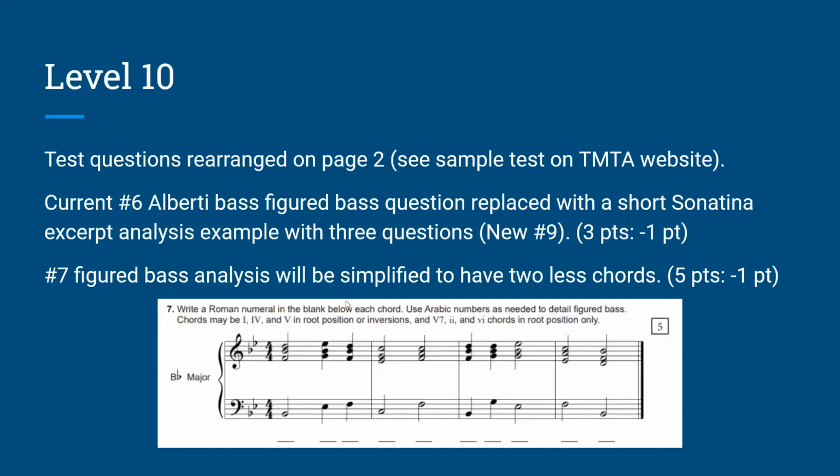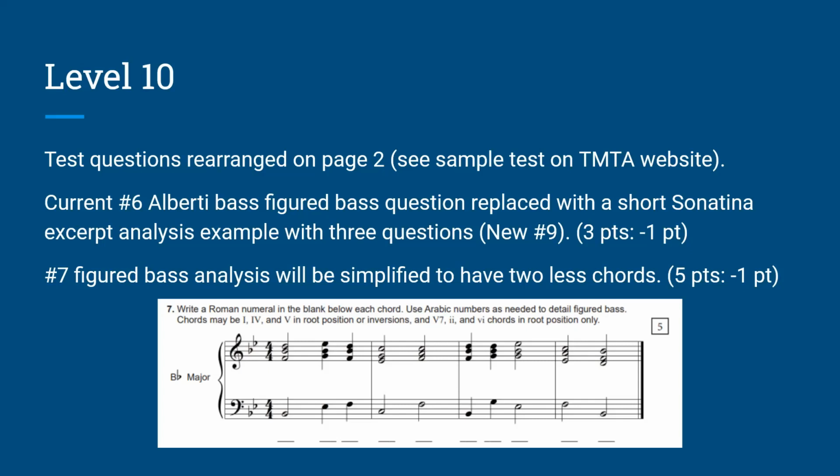On level 10, the test questions have been rearranged on page 2, and you can see the sample test on the TMTA website for this one as well. The current number 6 Alberti-based figure-based question has been replaced with a short sonatina excerpt analysis example with 3 questions. We had 2 questions requiring the figure-based analysis, and it was too much. And like I said, I also wanted to have an analysis question on every single level. And so that's where we have inserted this one.